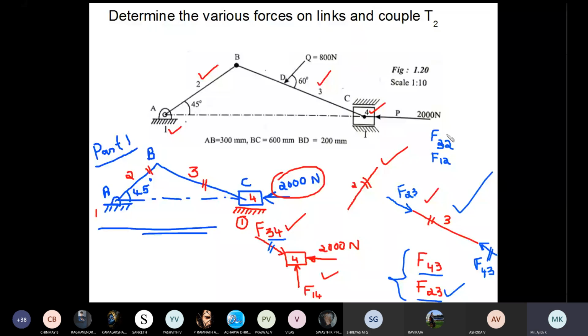F23 and F32 will be equal in magnitude but opposite in direction. So this is the direction of F23. Therefore, F32 will be equal in magnitude but opposite in direction. So from this diagram, it is clear that these two are parallel to each other. And this one is F32.